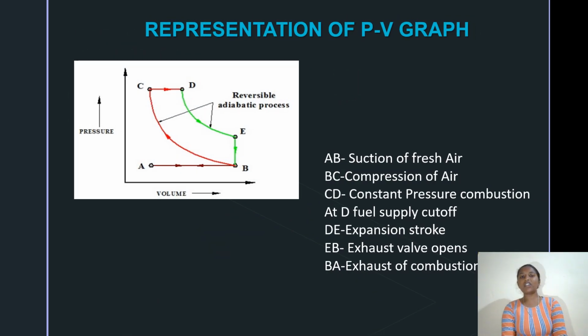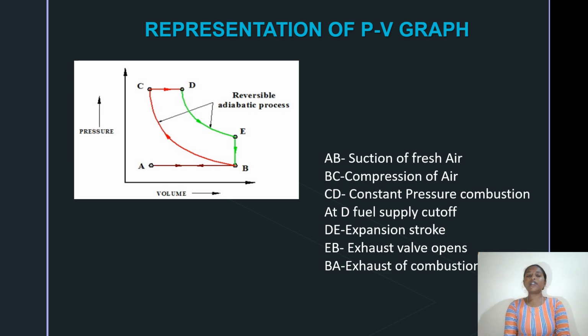Representation of a PV graph. In this graph, AB represents the suction of fresh air and BC represents compression of the air, CD represents the constant pressure combustion, D is the fuel supply cutoff, DE represents the expansion stroke, EB represents the exhaust valve opens, and BA represents the exhaust of combustion.